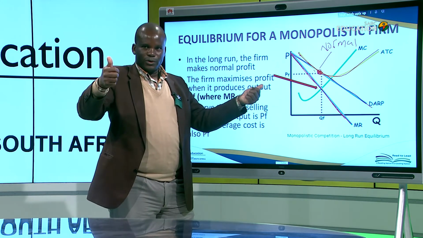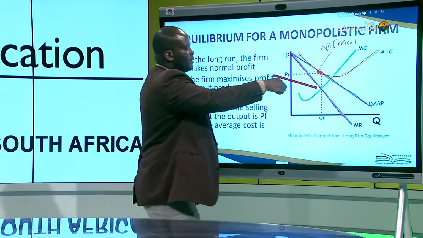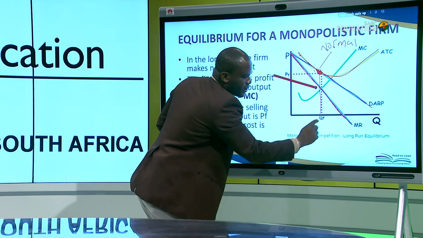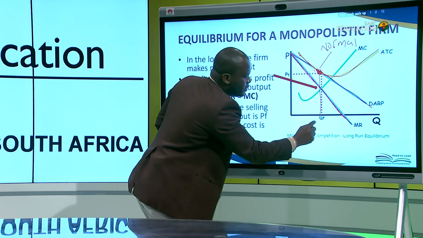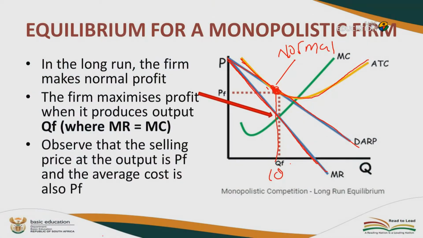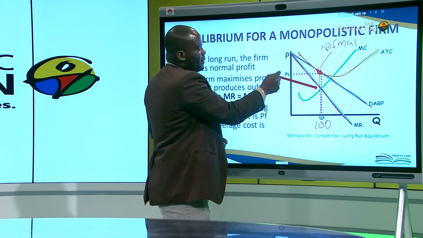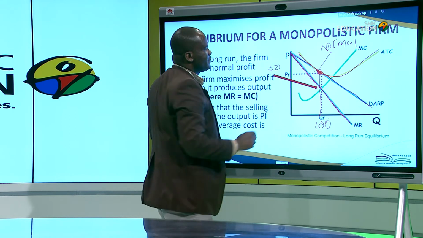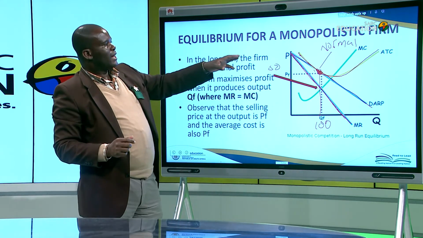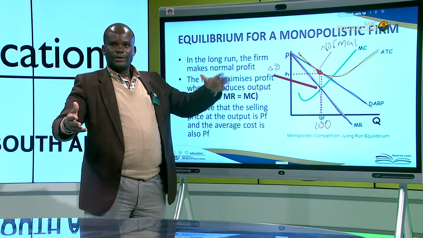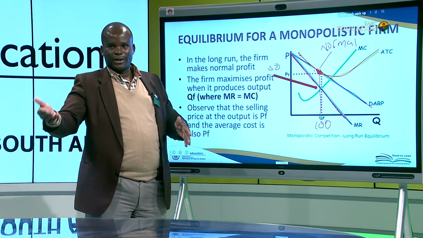And what output should the firm produce? The firm should now produce an output of QF. You can put a numerical value, maybe 100 units. And also at a price, remember the price is determined on the demand curve. At a price of PF, maybe we can say what? It's 50. To show that this firm is making normal profit, you can actually calculate total revenue minus total what?